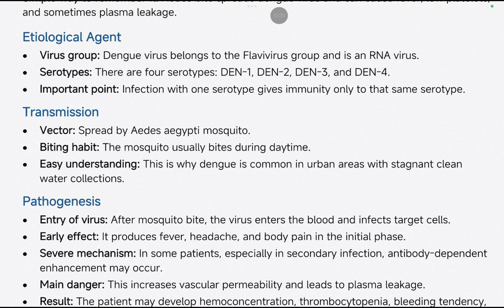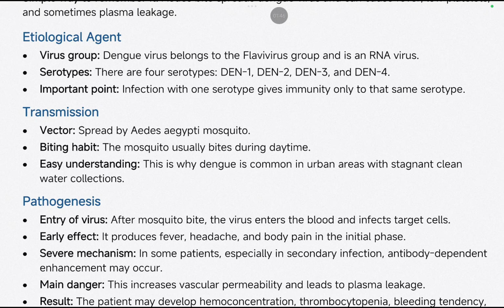Transmission: the vector is the Aedes mosquito. Biting habit: the differentiating factor is that the dengue mosquito usually bites during daytime, and this is why dengue is common in urban areas with stagnant clean water collections.